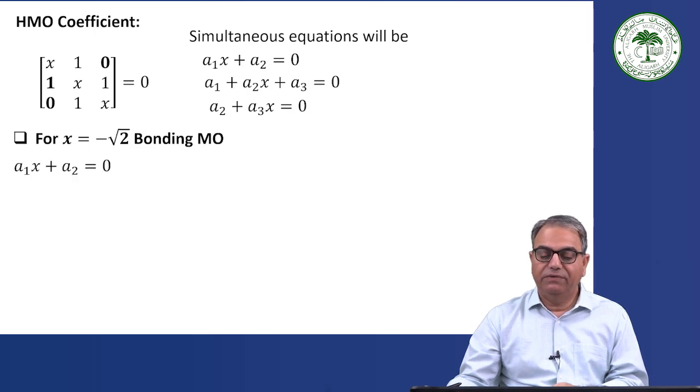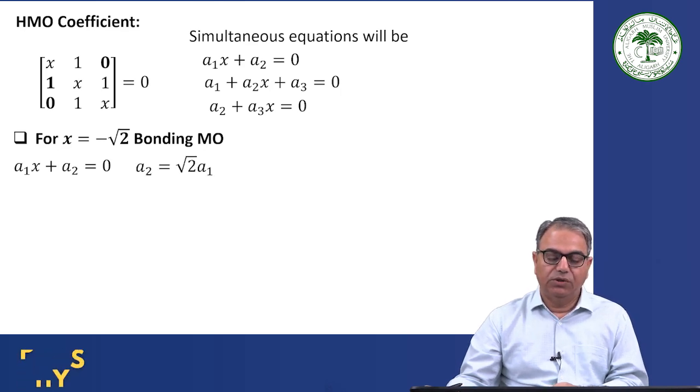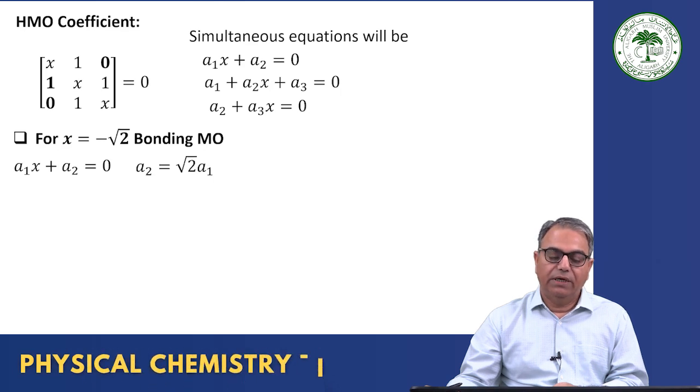Now, we already have x is equal to minus root 2 for the bonding molecular orbital. So use this value, minus root 2, and use the first equation, A1x plus A2 is equal to 0. So what do you get? A2 is equal to root 2 A1, you can write.